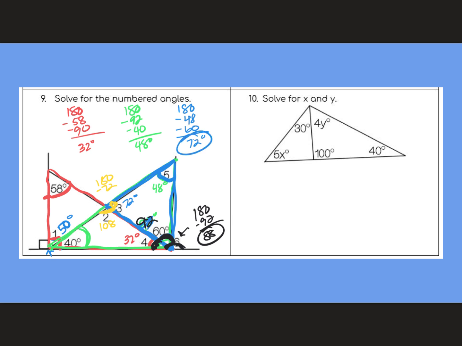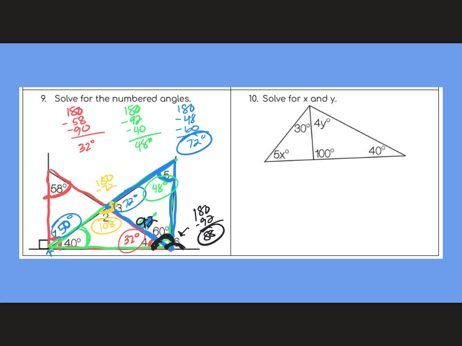So there they all are, hopefully 1 through 6. So there's 1, there's 2, there's 3, here's 4, 5, and then 6 over there in black.